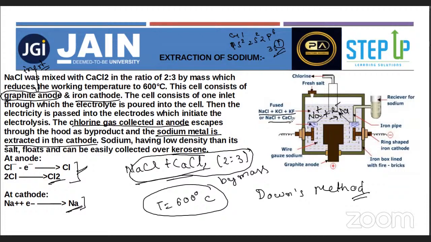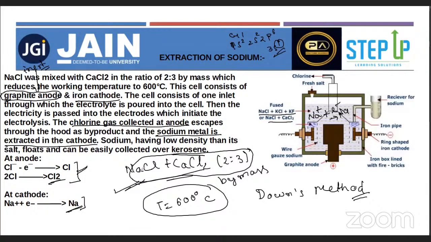Again, I just suggest what you are supposed to know. The electrolyte is NaCl plus CaCl2 in the ratio of 2:3 by mass, or you can take NaCl plus KCl plus KF. Anything is fine, or both can be used as electrolyte, but the ratio here will be 2:3. This is what your syllabus suggests. So NaCl plus CaCl2, 2:3 by mass. The working temperature is 600 degrees Celsius.